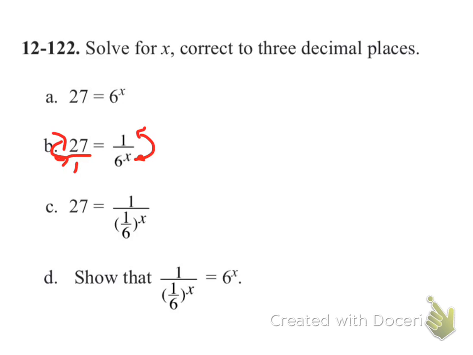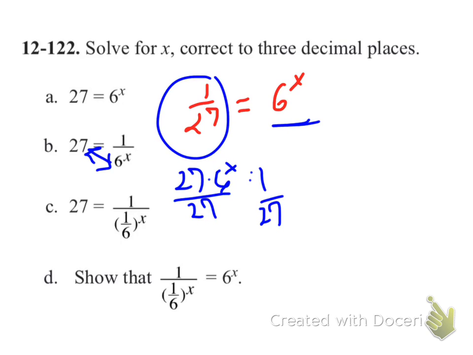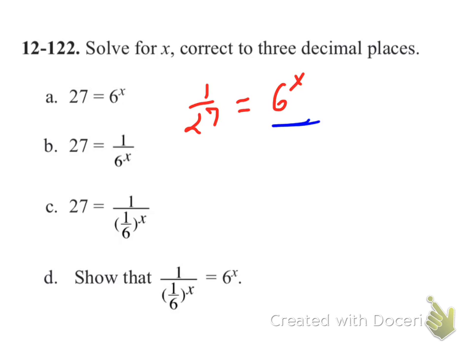So if I take the reciprocal of both sides, I'm going to end up getting 1 over 27 equals 6 to the x over 1, or just 6 to the x. Now I would get the same thing if I would cross multiply, and then I would divide by 27. So if I would cross multiply, I would get 27 times 6 to the x equals 1, and then I would divide by 27, and that would give me again 1/27 equals 6 to the x. So either way you want to get to this point, it doesn't make a difference. Nonetheless, here's where I am.